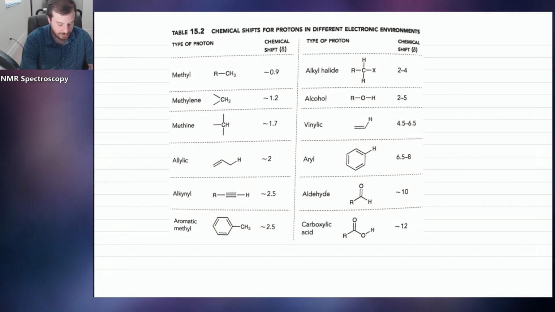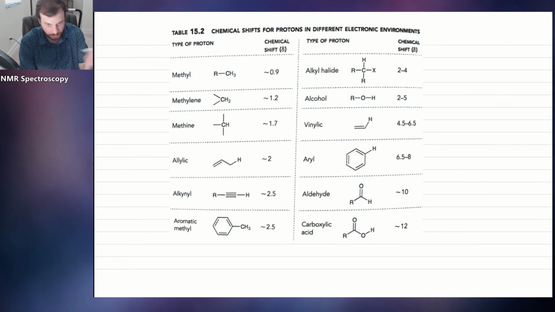Alkyne protons. Protons that are directly attached to triple bonds have a chemical shift around 2.5. Methyl groups that are attached to benzenes, those are around 2.5 as well. The protons attached to alcohols, the actual protons that attach to the oxygen of the alcohol, those are highly variable, and those appear between 2 and 5 ppm. Very difficult to predict where that shows up. So anywhere between 2 and 5 ppm, those alcohol protons can be. Now, vinylic is a hydrogen directly attached to a double bond. Those are significantly deshielded, and those protons show up between 4.5 and 6.5.